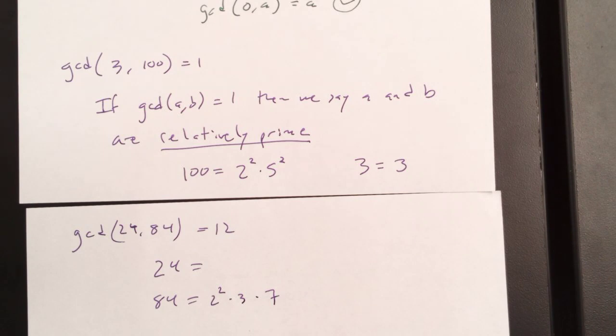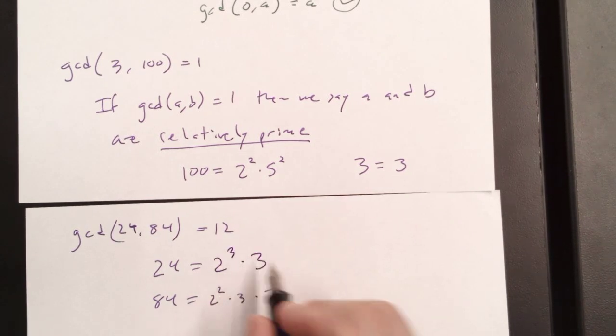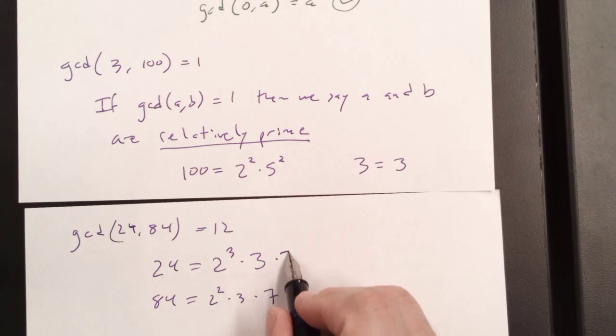What's the prime decomposition for 24? That's 2 cubed times 3. 8 times 3. They have primes in common now. Technically, I could say that 24 has no 7s in it, right? So I could say it's got 7 to the 0 up there. No 7s.